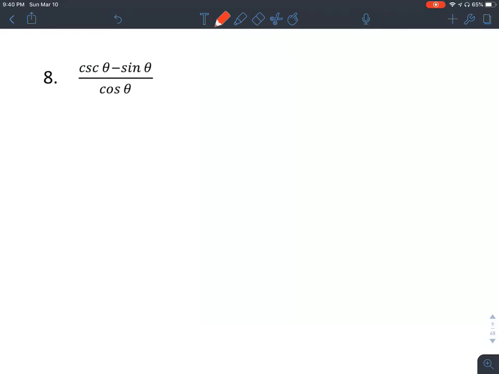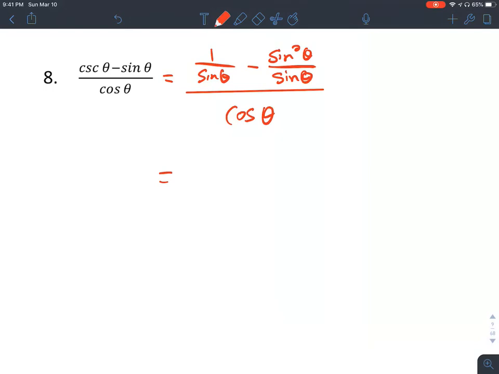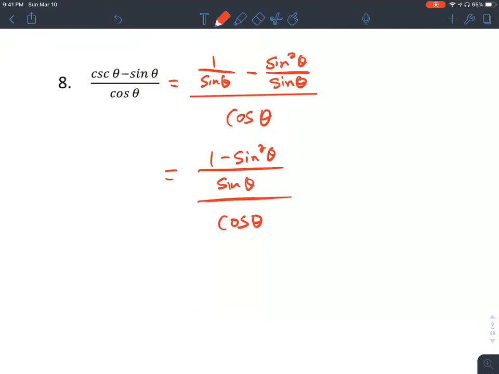Number 8. Let's see. I'm probably going to change this into terms of sine and cosine. That is a good option for the vast majority of problems. To make a common denominator with sine of theta and 1 over sine of theta, I'm going to multiply the top and bottom of this fraction by sine. It's going to give me sine squared over sine. This is over cosine of theta. This is going to give me 1 minus sine squared of theta over sine of theta over cosine of theta.